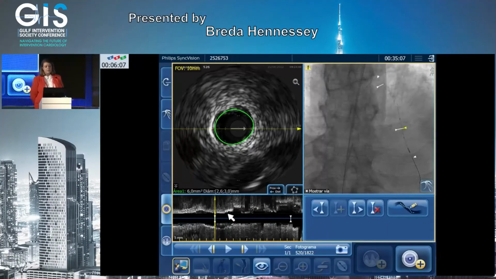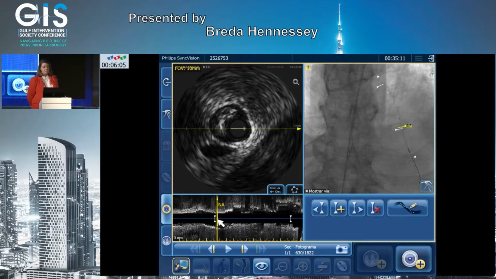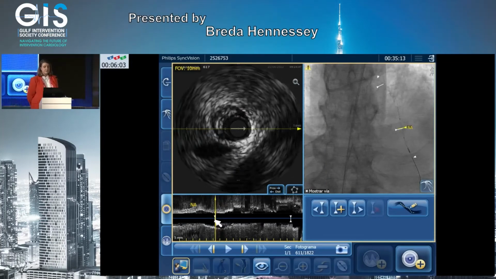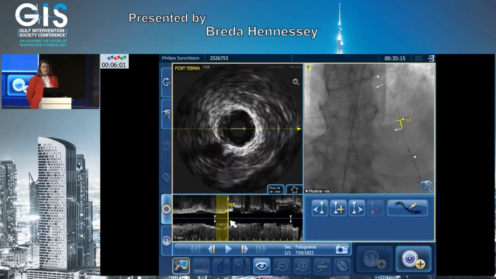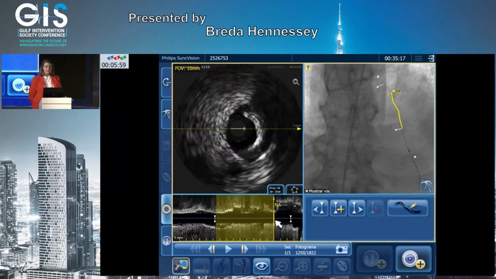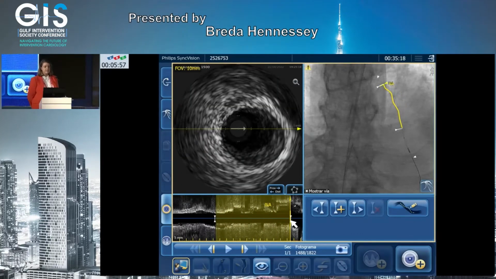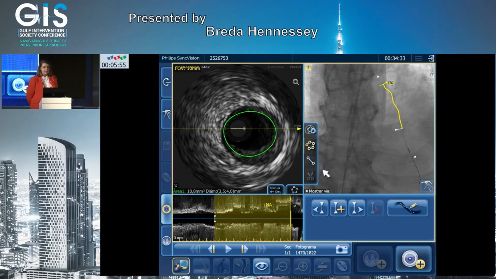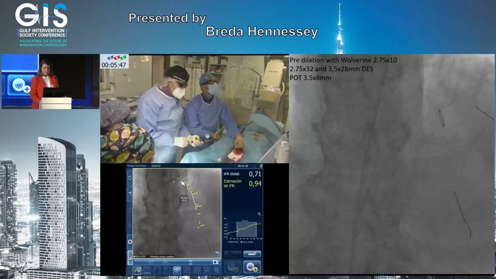So we performed our co-registration. We obtained a distal reference of 2.75, and we're just going proximally here to look for a proximal landing zone. It measured 3.5, and overall the length was very similar to what we found on the coronary physiology.